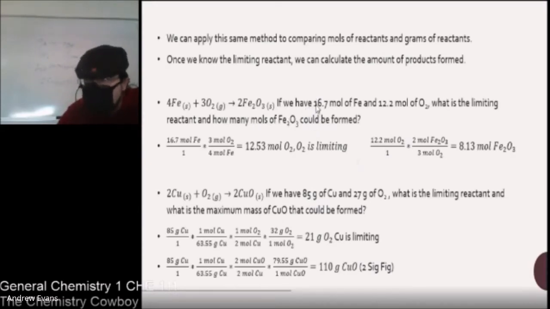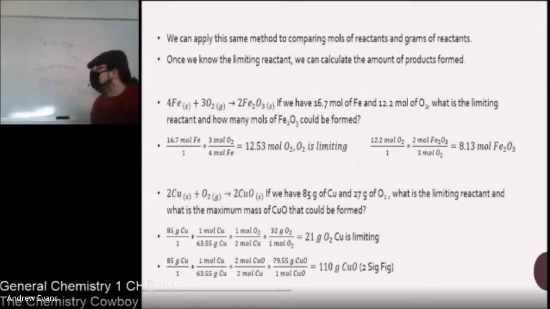So what's the dead giveaway that you have a limiting reagent problem? You have an amount of 2 different reactants. Whenever you see a quantity for 2 different reactants, that is a dead giveaway you're dealing with a limiting reagent style problem, because otherwise we'll just say, oh, I have 16.7 moles of iron, and I wouldn't bother to tell you the amount of oxygen, and you'd just convert it from iron. But because I give you both, we have to figure out which one gets used up first.